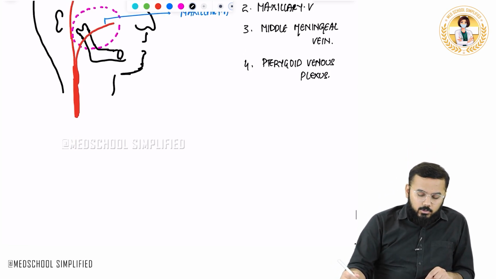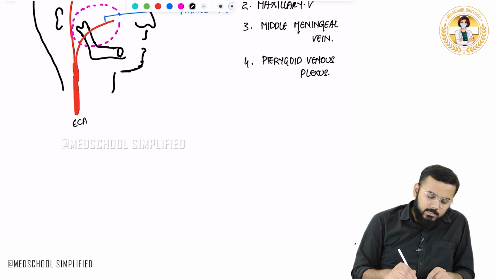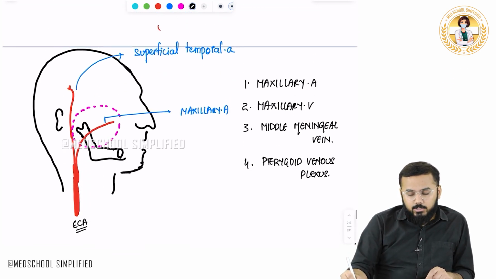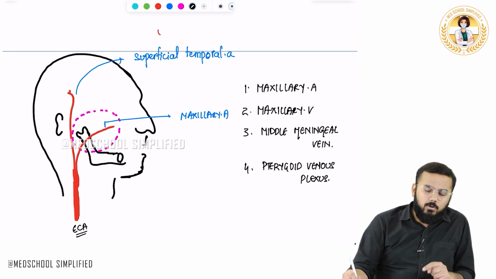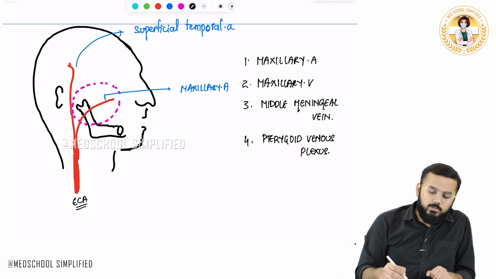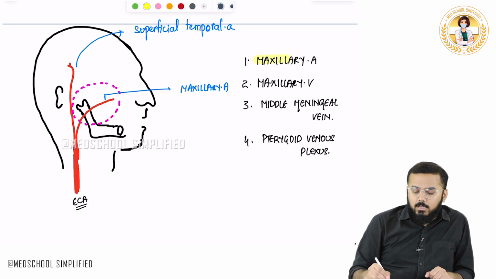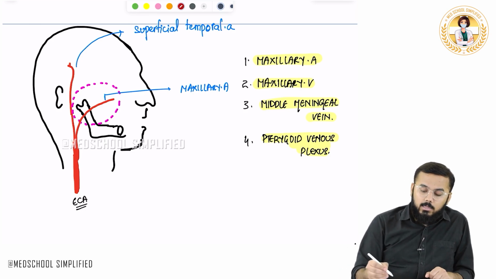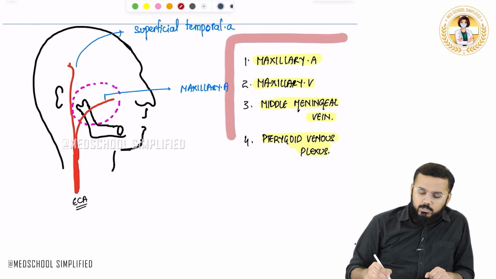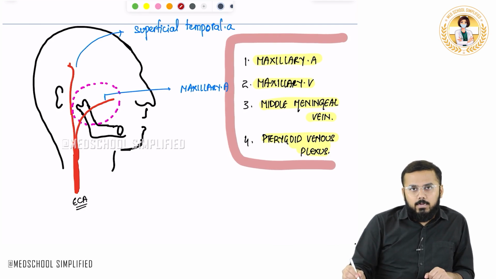Okay, right. So what is this artery, by the way? This is external carotid artery. So if I ask you what are the branches that are associated with the infratemporal fossa or passing through the infratemporal fossa, what will you tell? What are the branches? One is called as your maxillary artery, another one is called as your maxillary vein, next you have got the middle meningeal vein, next you have got the pterygoid venous plexus. So these are some of the very important structures that are the contents of the infratemporal fossa.